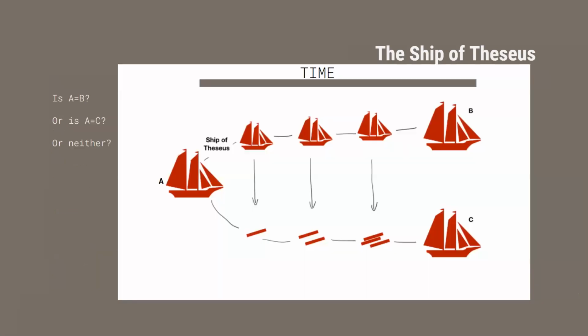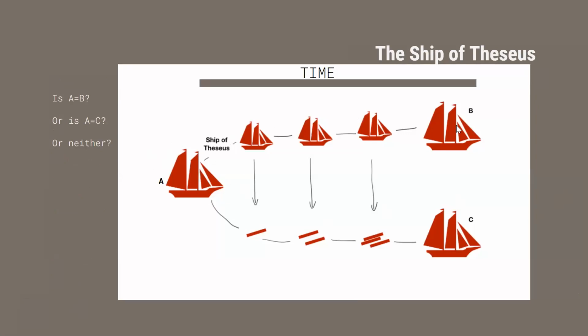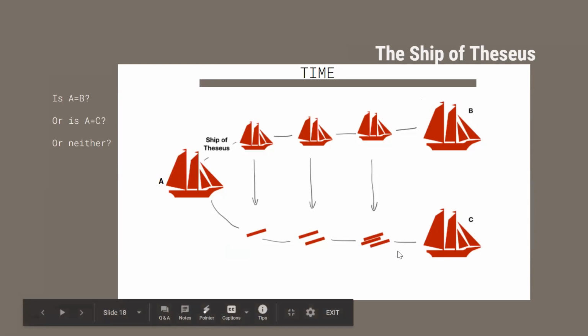Now, question: which ship is the Ship of Theseus? So we've got A here, the original ship, and over time we're removing the planks from the ship, and at the end of the time, at time T2, we've got ship B over here. But at the same time, at time T2, we've taken all of the planks and constructed ship C. Now, clearly, ship A and ship B aren't exactly the same ship.